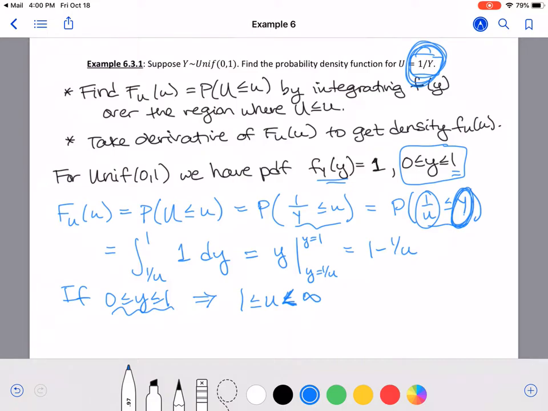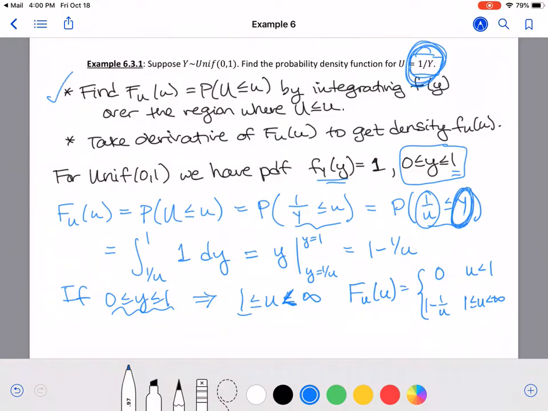So we end up with our CDF looking like, remember CDFs start off at 0 before we hit the lower bound, so when u is less than 1, it is 0. And then as soon as we hit the value of 1 and all the way off to infinity, we are capturing our probability by doing 1 minus 1 over u here. So that's our CDF. So we've done step 3 here.